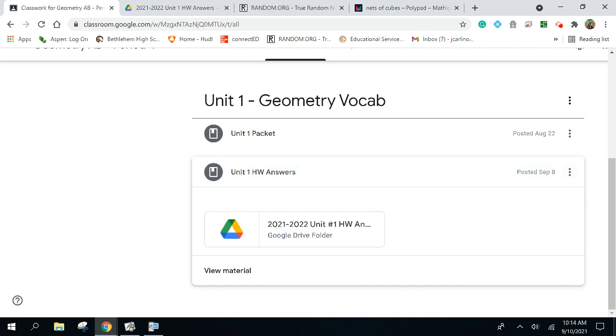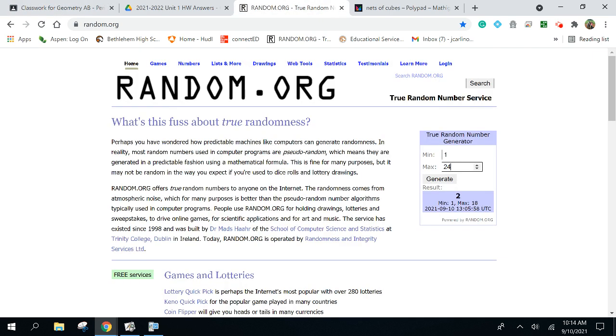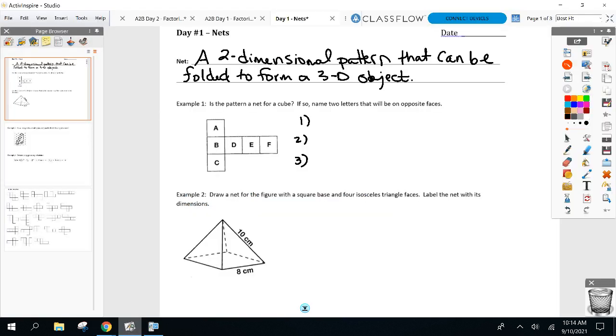Ooh, first ones of the year here. Here we go. 2, 3. Lucy? A and C. Good job. A and C would be opposite. Great work.